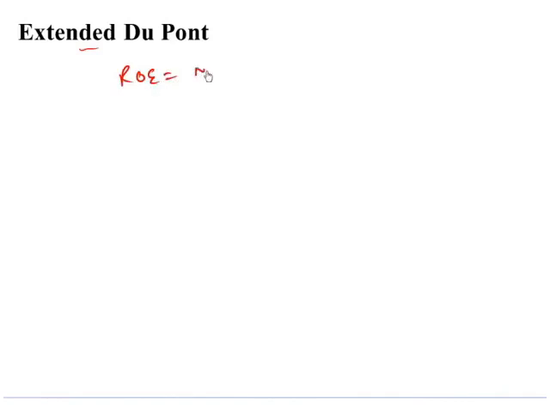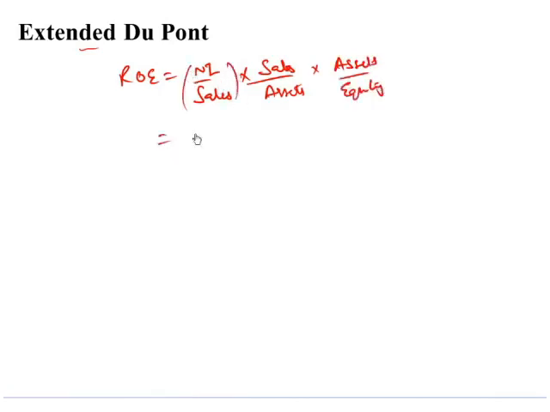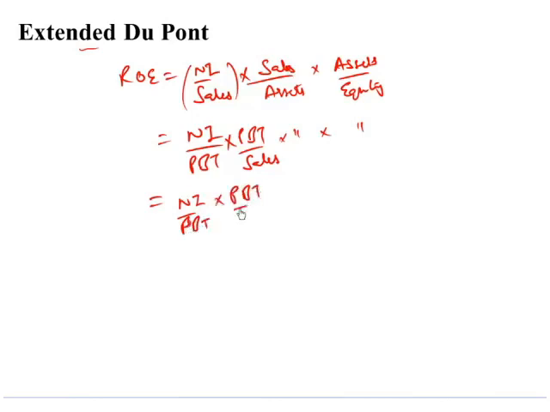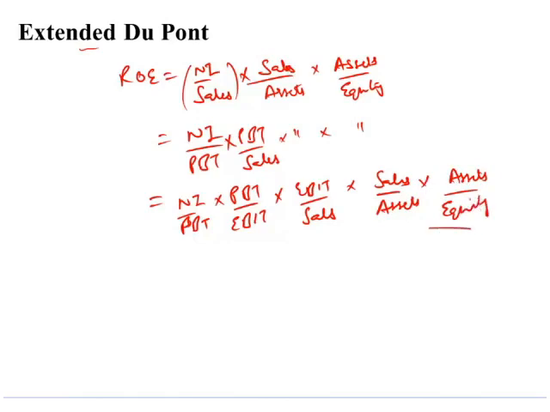So instead of writing the ROE as net income upon sales into sales upon assets into assets by equity, I can further break this first term as net income upon PBT into PBT upon sales, which can further be broken as net income upon PBT into PBT upon EBIT into EBIT upon sales, and the remaining two terms remain the same, that is the sales upon assets into assets upon equity. So this is the formula for the extended DuPont.